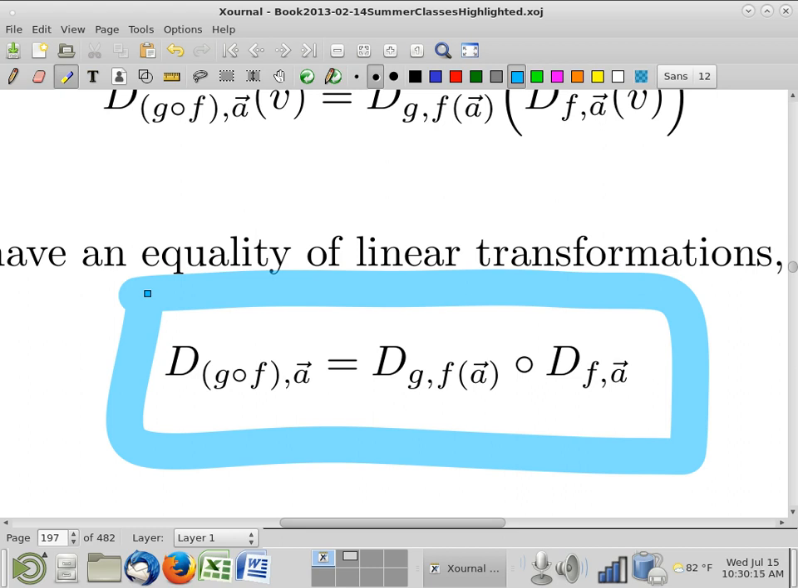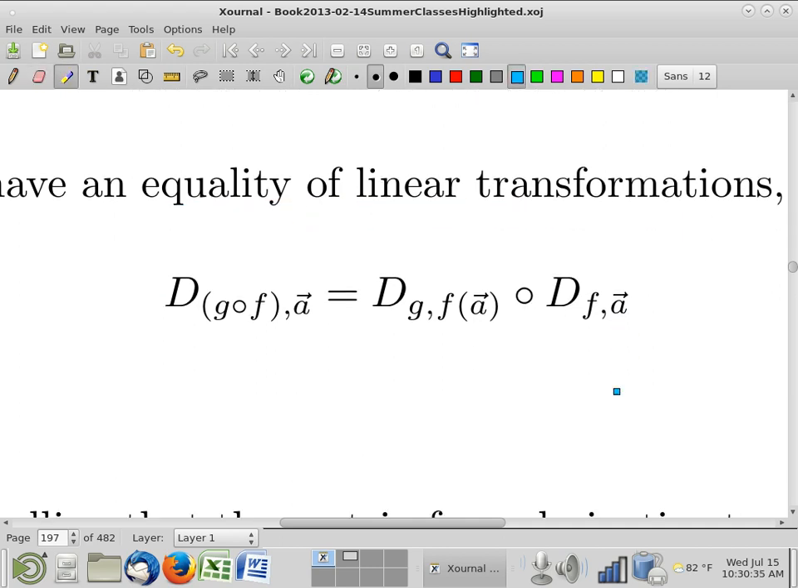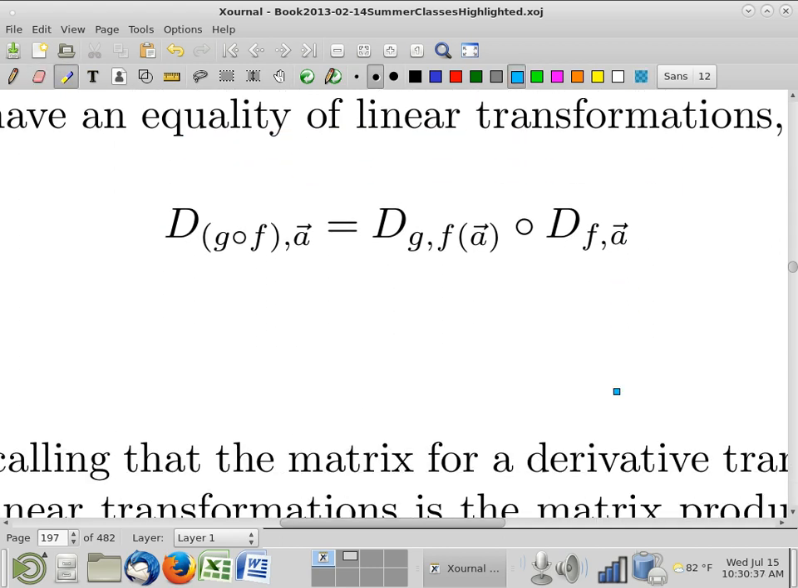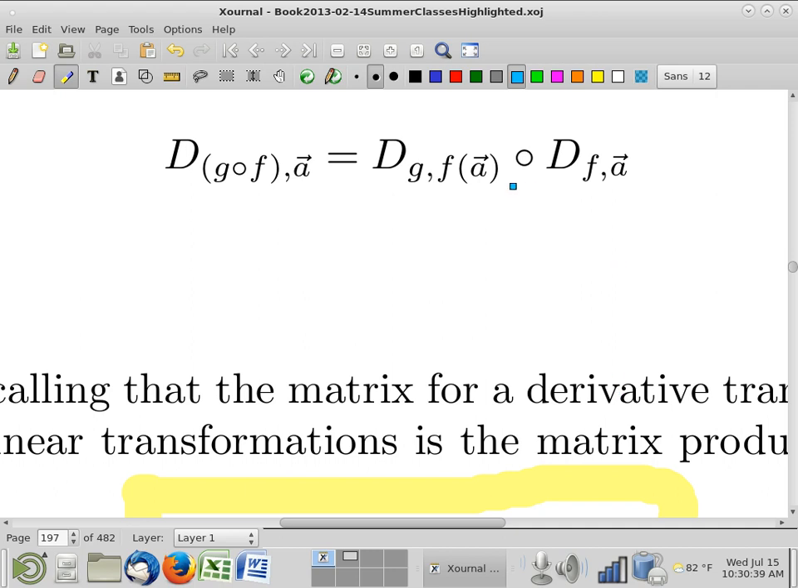That this is the chain rule, by the way, the multivariable chain rule. This is a version of the multivariable chain rule: the derivative transformation of a composition of functions is the composition of the individual corresponding derivative transformations. Now, good news. Is this all? No, not quite.